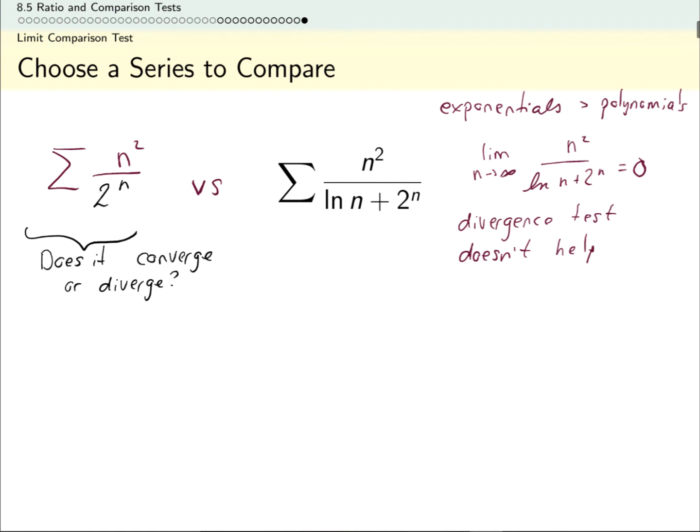This comparison series is a great candidate for the ratio test. Its terms are positive, so I don't have to worry about absolute values. I'm going to compute the ratio of consecutive terms and take the limit as the index goes to infinity. For my n plus first term, n squared becomes n plus 1 squared, 2 to the n becomes 2 to the n plus 1, and my denominator is n squared divided by 2 to the n. Now I flip the denominator and multiply.